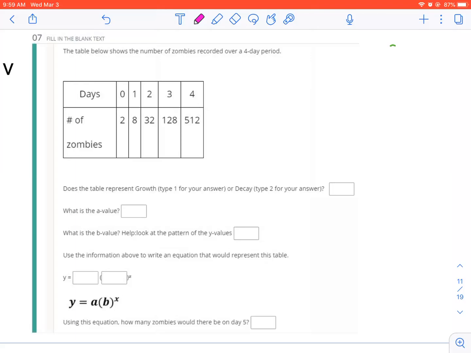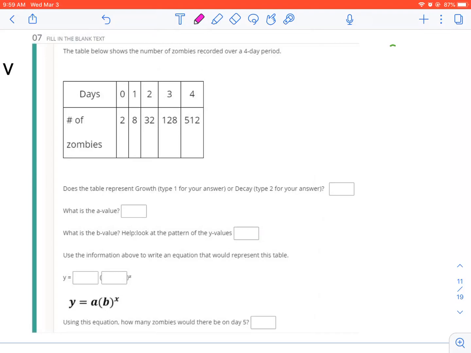Question number 7 on Schoology. This is not a real situation. The table below shows the number of zombies recorded over a 4-day period. We have our days and our numbers of zombies represented in our table. Does the table represent growth or decay?